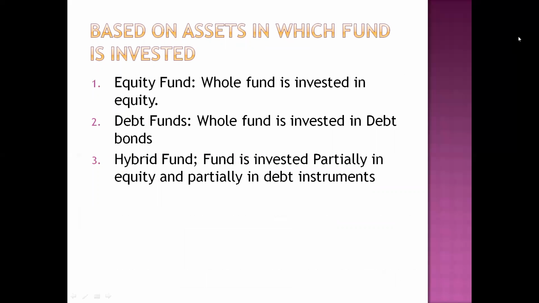On to category number 2, we have one more classification based on the assets in which the fund is invested. Mutual funds can be classified into 3 categories: equity fund, debt fund, and hybrid fund. In case of an equity fund, the whole investment made by the mutual fund investors is invested in equity shares, the equity market. So it is more fluctuating and more risky.